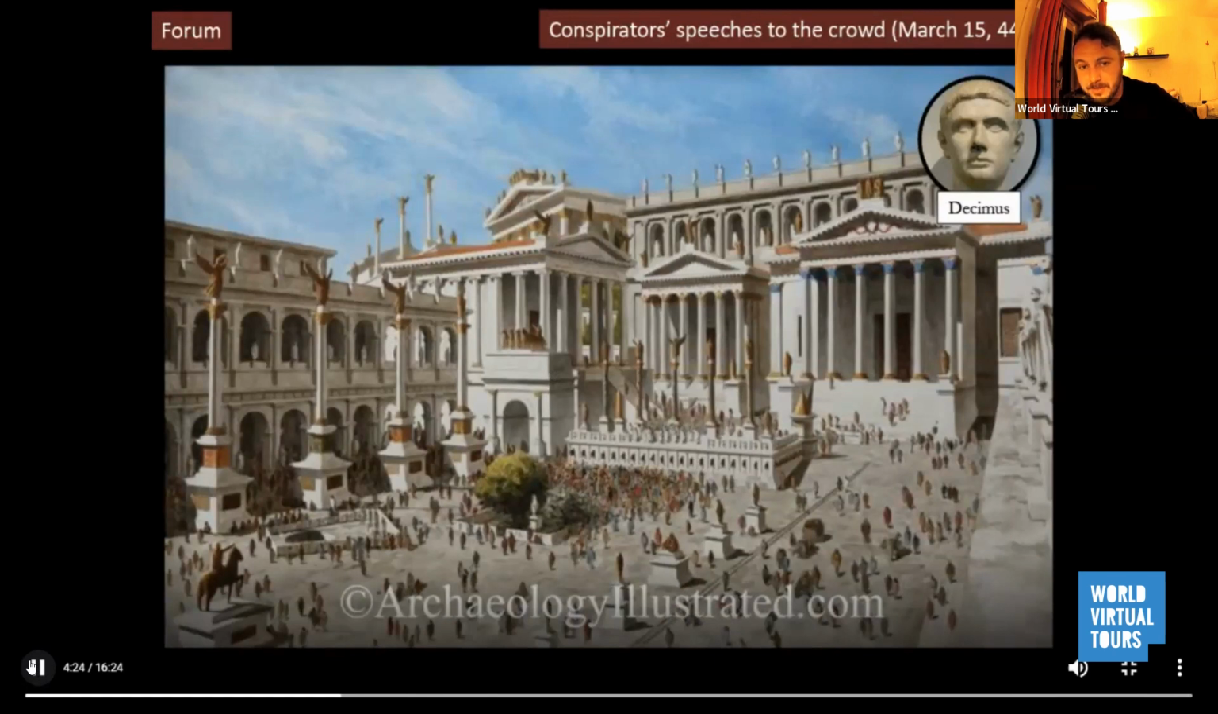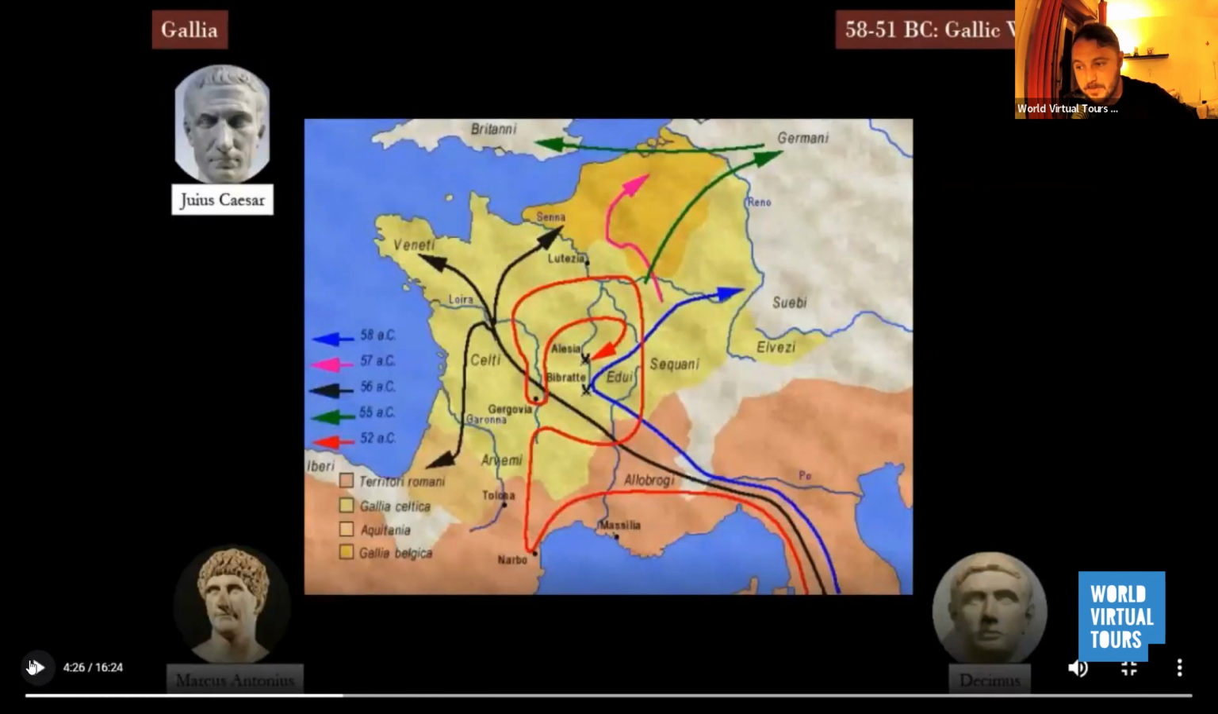Now, let's go back to Decimus and imagine this poor guy walking through this marble area. Today, the Forum is ruins. By that time, it was marble. And Decimus starts thinking of the war in Gallia. Gallia is modern France.